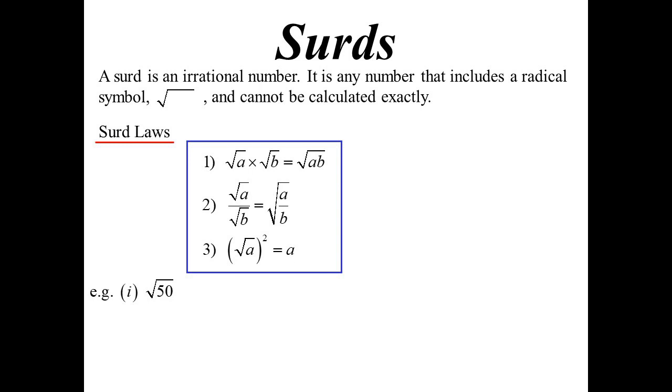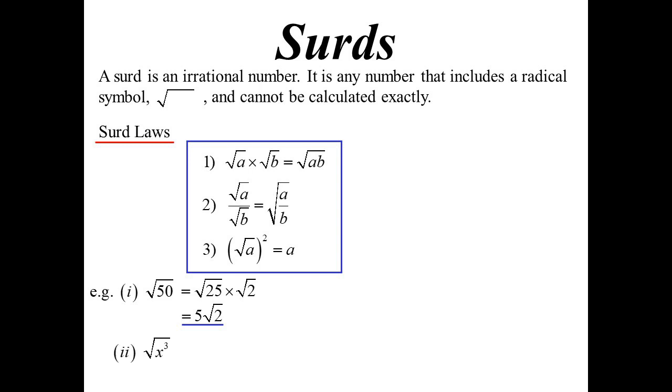A couple of quick examples. Square root of 50, the idea is we want to break it into 2 factors, one of those factors being a perfect square. 50 is of course 25 times 2. Again, you wouldn't necessarily write that, but that's what we're thinking, and we know the square root of 25 is 5, so we get 5 root 2.